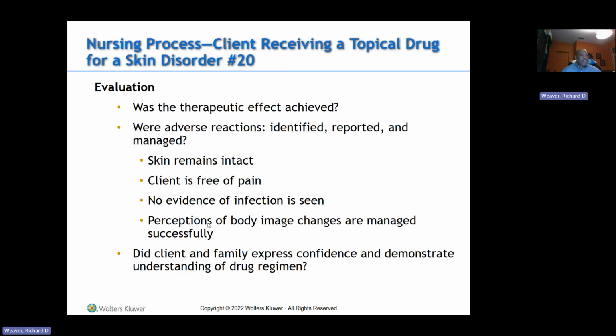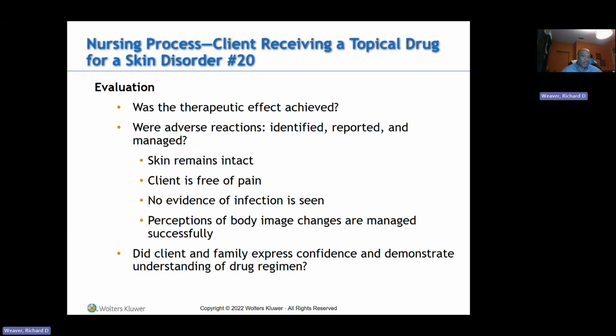And as far as evaluation, we want to know if there has been a therapeutic drug response. Has it been achieved? We don't want to do an intervention and then not evaluate because we don't know if it worked or not. Adverse reactions are identified, of course. We report it to the primary care provider, and we manage successfully with appropriate nursing interventions if patients do have reactions. Because remember, we want to help them to manage the adverse reactions. Only way they'll continue to take the medications, right?